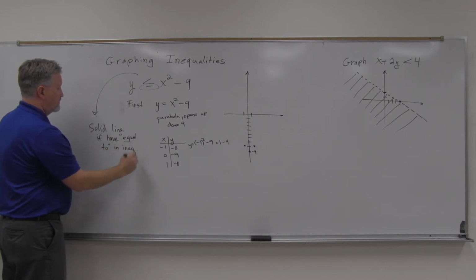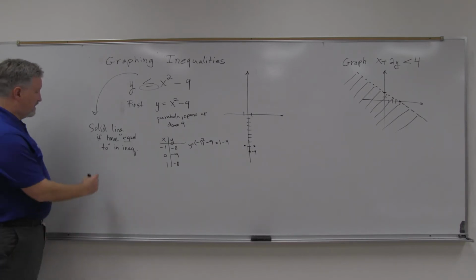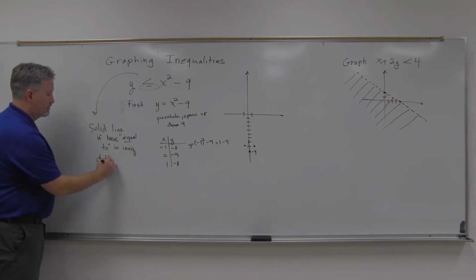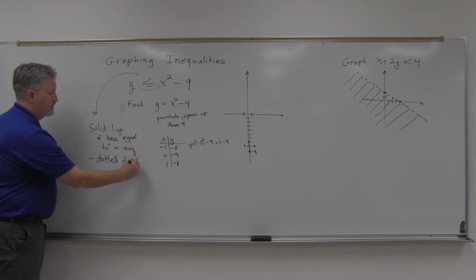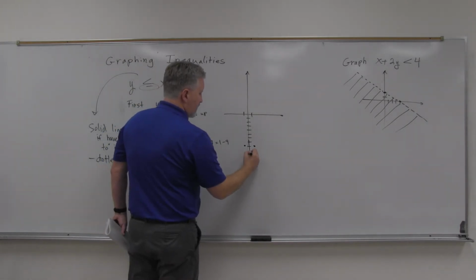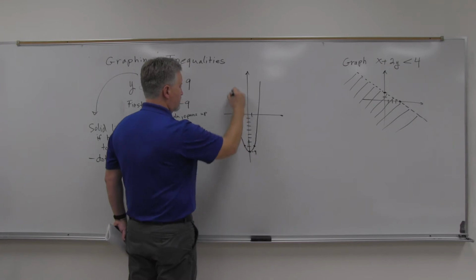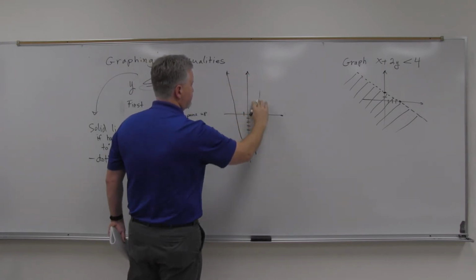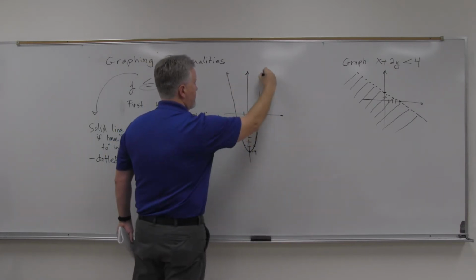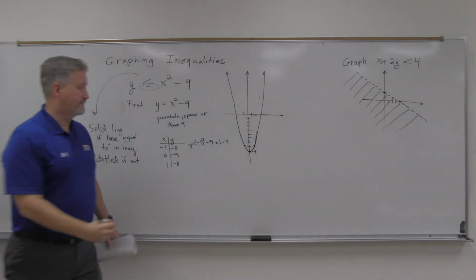Yeah. So you want a solid line if you have the equal to part in the inequality, and dotted if not, okay? All right. So this is a solid one. All right, but we're not quite done here. Check our 0, 0. Yeah, because we do have an inequality, so there's some shading involved.